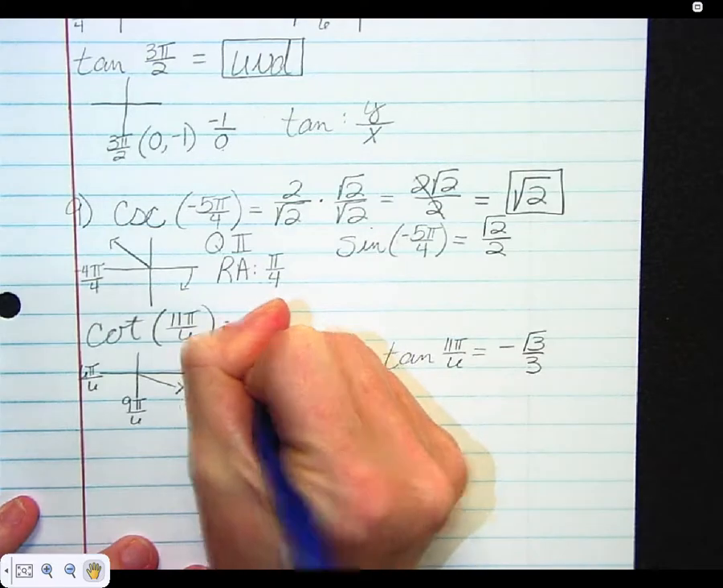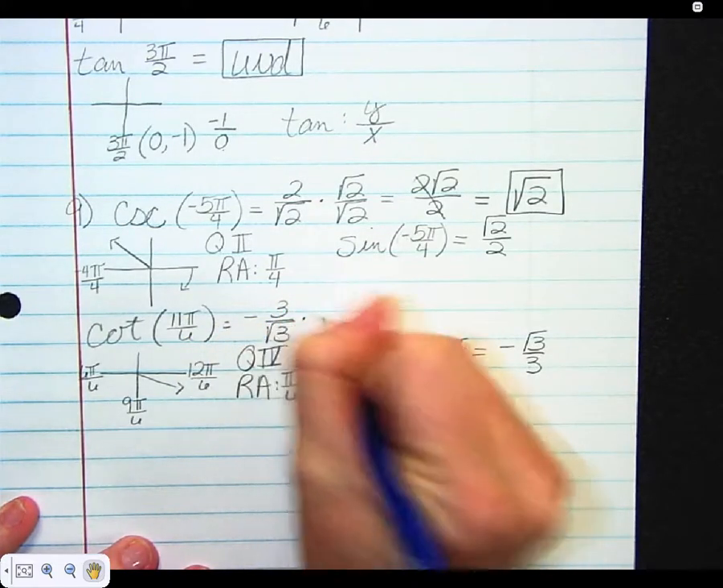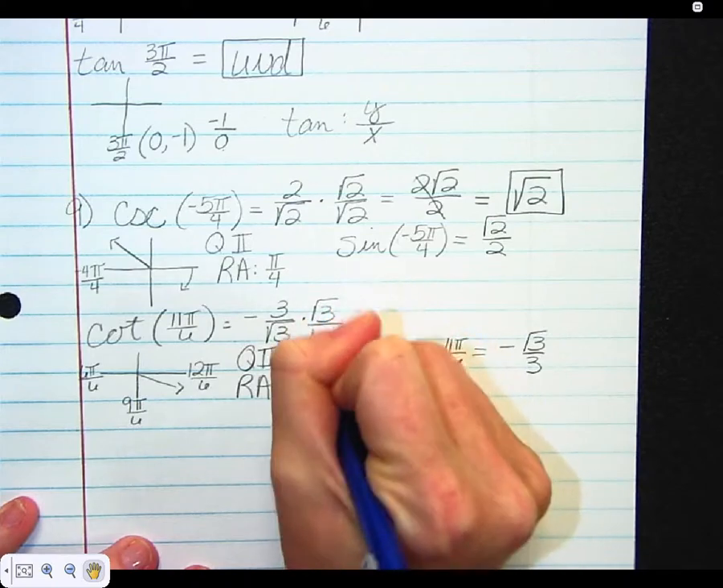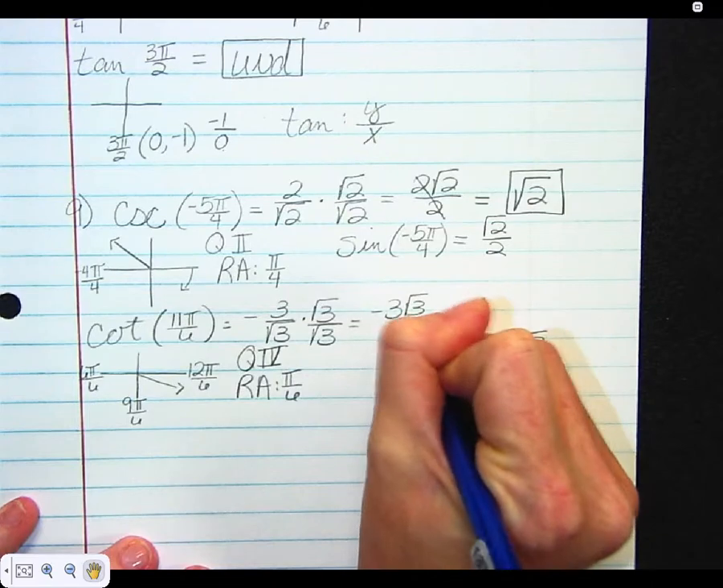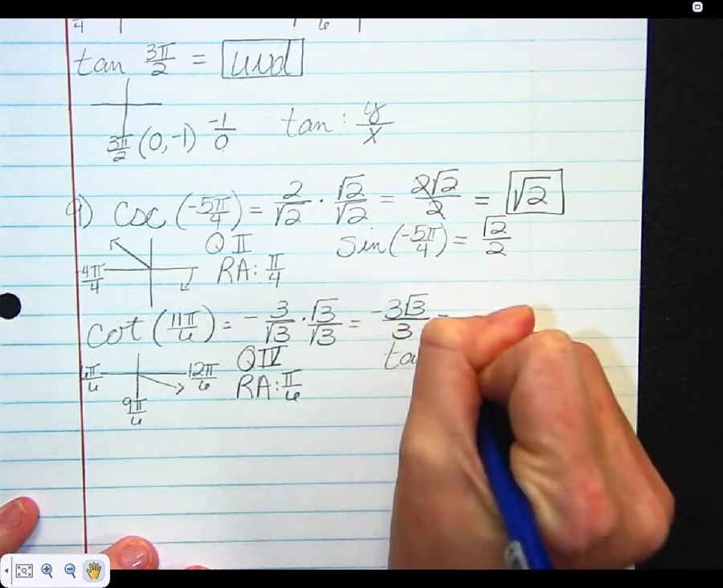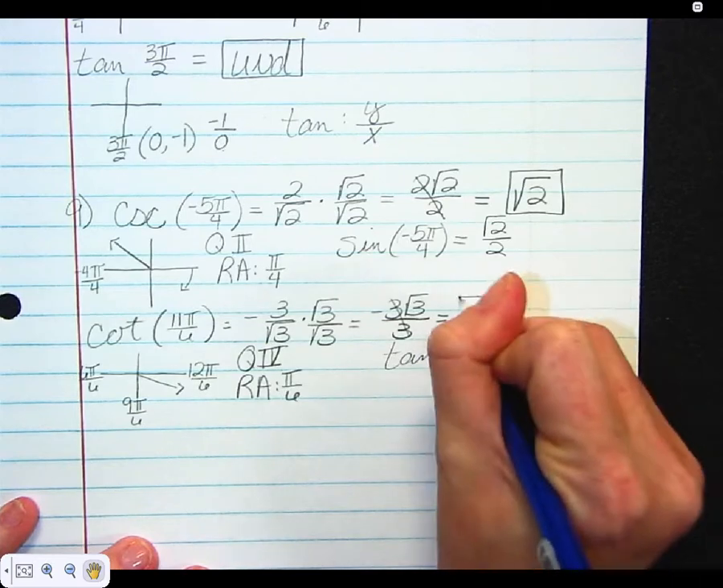So for cotangent, I'm going to flip that upside down like that, and rationalize my denominator again. That's going to give me negative 3 square roots of 3 over 3. And I let those 3's cancel out right there, leaving me with a negative square root of 3.